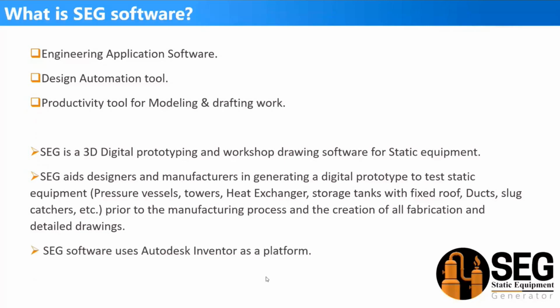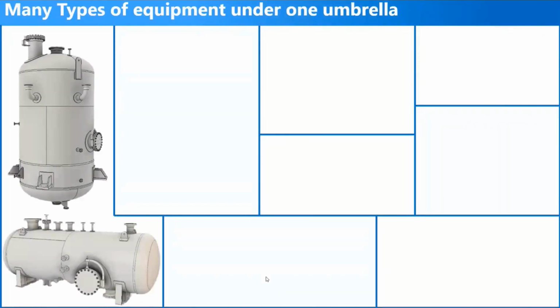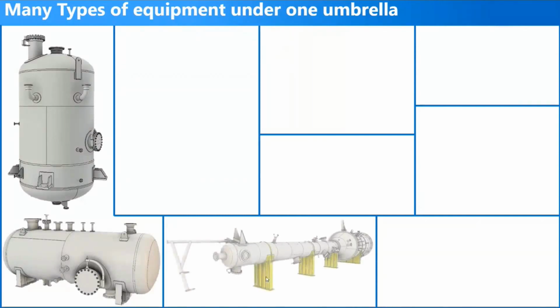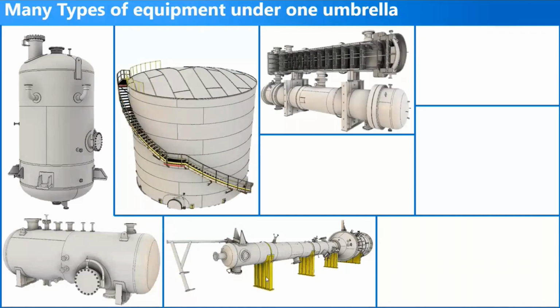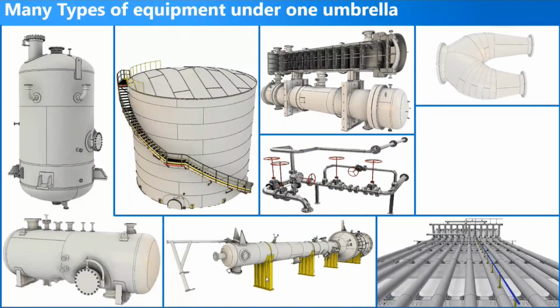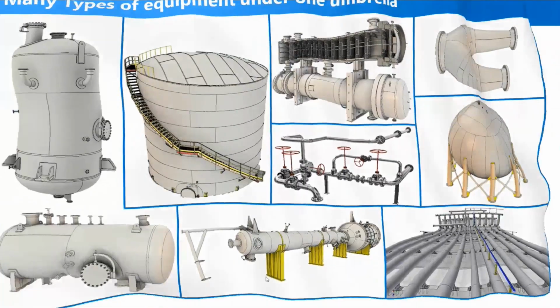You can generate the 3D model, fabrication drawings, a complete and detailed bill of material, sheet metal development, and many other things. SEG is the only existing software that can generate vertical and horizontal pressure vessels, columns with different diameters and transitional sections with different thicknesses, storage tanks with fixed roof, steam and heat exchangers, equipment, piping, plug catcher, ducts, and spherical tanks, all under one umbrella.